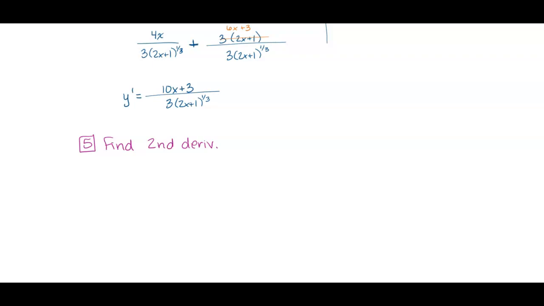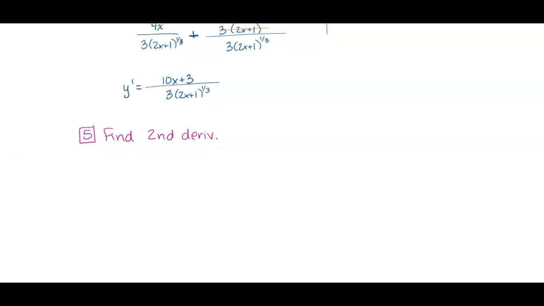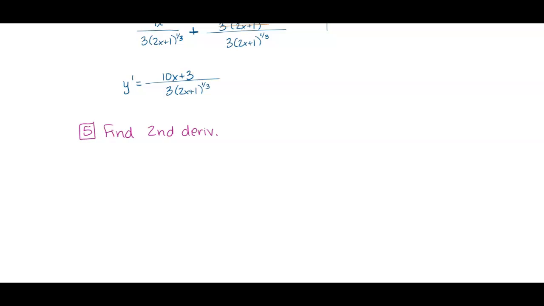All right, here's where things get a little bit tricky. We're going to take this fraction and rewrite it so it's not a fraction anymore so that we are able to find the next derivative. So this is going to be 10x plus 3 times, then this 3 is going to be a 1/3. So multiplying by a 1/3 is the same as dividing by 3. And then this 2x plus 1 is going to be to the negative 1/3 power. So that negative on the exponent accounts for bringing it up from the denominator.